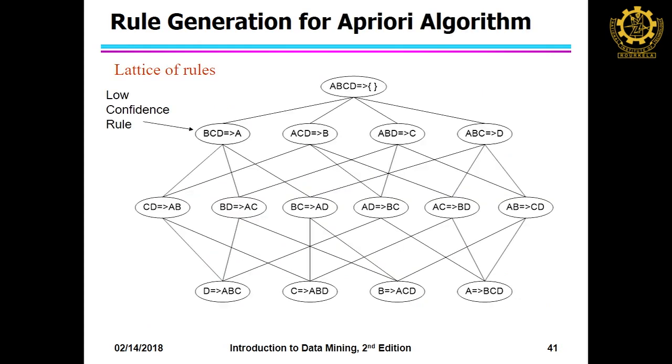So, here is one example. If this is the low confidence rule, then its corresponding supersets, like you see on the right side, AB, AC, AD, will all be low confidence. So, once you identify this one, there is no need to go for its corresponding supersets.